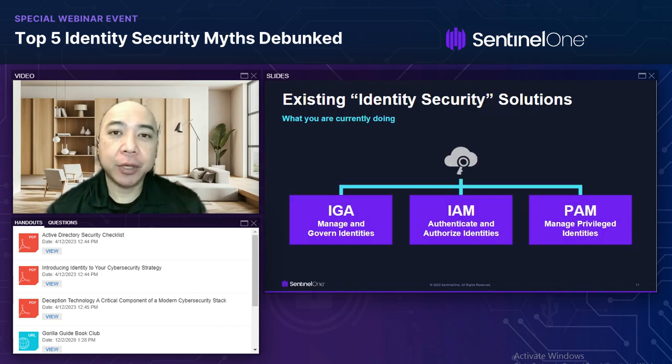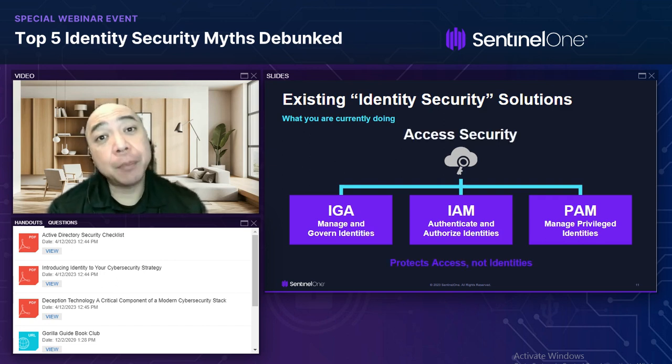So this is what you're currently doing. Some of you are doing IGA, which is Identity Governance Administration, and that manages and governs identities. Some of you have an IAM, in fact, most of you do, which is designed to authenticate and authorize identities. And then some of you have a PAM, which is Privileged Access Management. So this is managing access to privileged identities. You have a safe that you check them out of and check them back into. They've got password rotation, they've got a timeout, etc. These don't actually protect identities, except a subset in PAM. They actually protect access. If you think about everything that these things do, it's all about access.